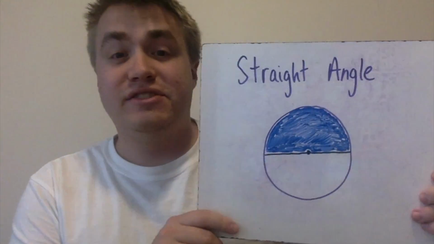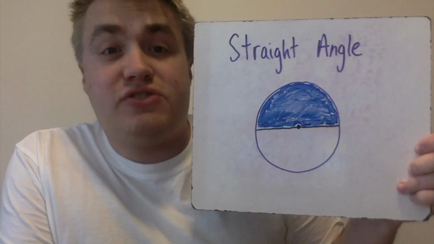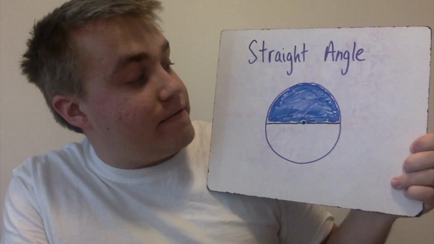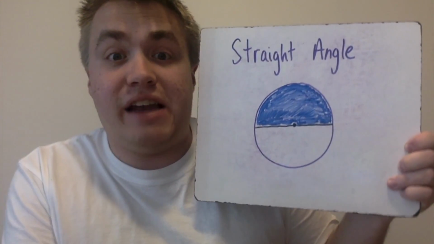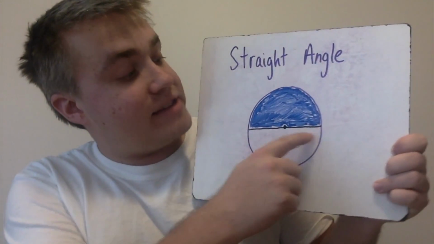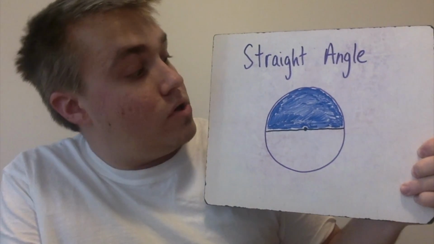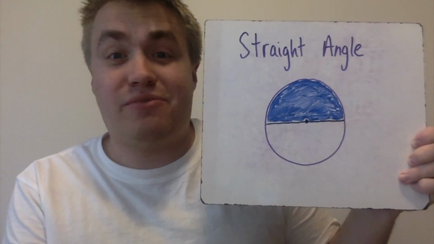Speaking of 180 degrees, I do have my straight angle here. A straight angle is just filling in half of a circle. Because if I fill in half of a circle, that's 180 degrees, which makes great sense with my straight line. Straight angle, 180 degrees, that's what it looks like inside of a circle.